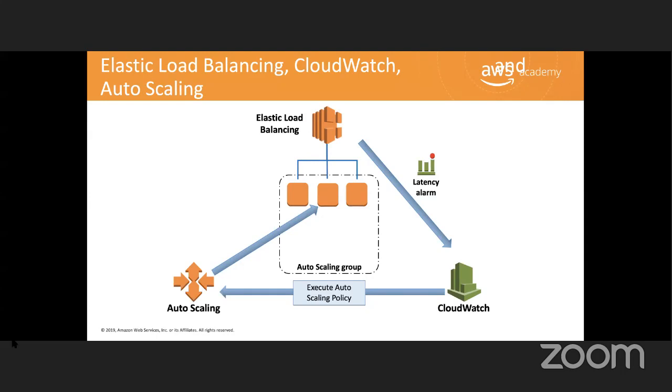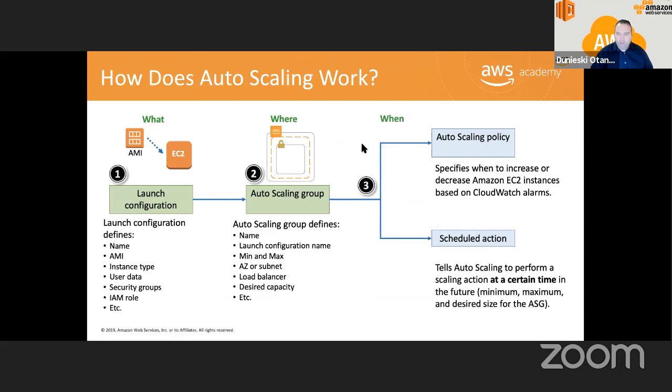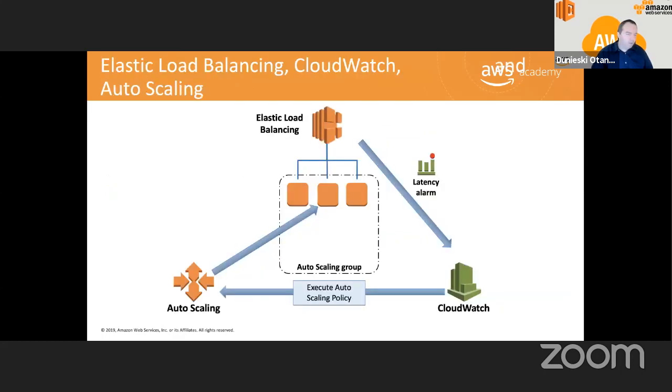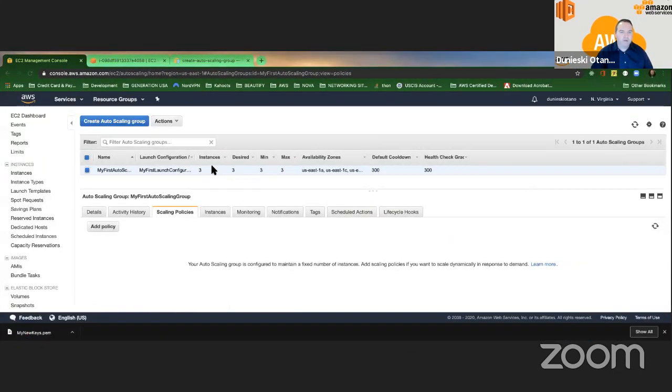Okay. So there's a high latency here. So we're telling CloudWatch, please create some more instances for me. It's just the way it works, the 3 of them working together. Deciding minimum capacity size, the auto scaling group defines desired capacity, minimum capacity, maximum capacity right here.